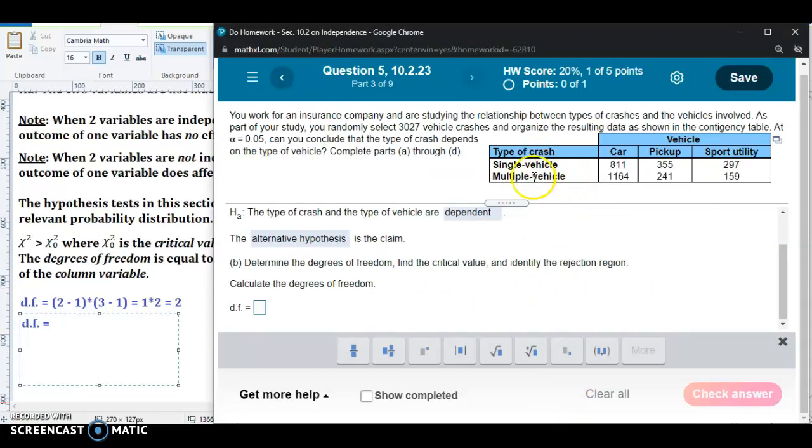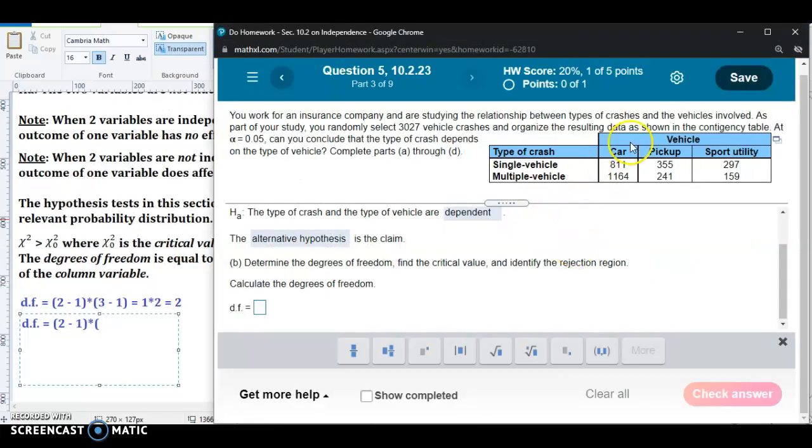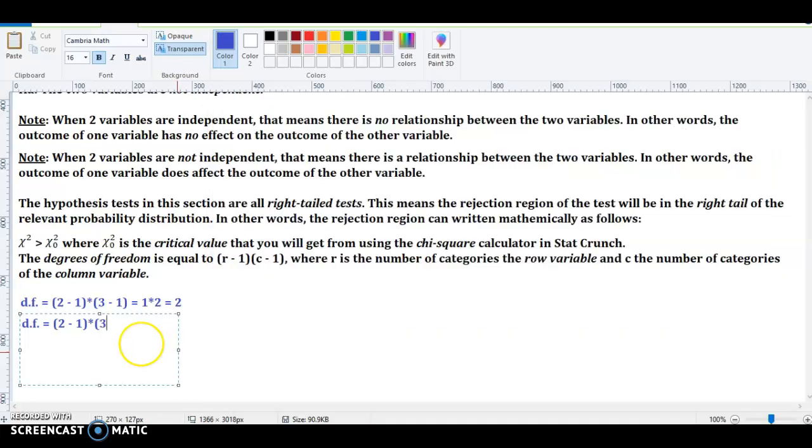Since there are only two categories for the row variable, R is equal to 2, so we have 2 minus 1 in parentheses multiplied by 3, because the number of categories of the column variable is 3, 1, 2, 3, so C is 3, so multiplied by 3 minus 1, also in parentheses. It looks exactly like the previous problem, so you end up with 1 times 2 is equal to 2, so there are 2 degrees of freedom.